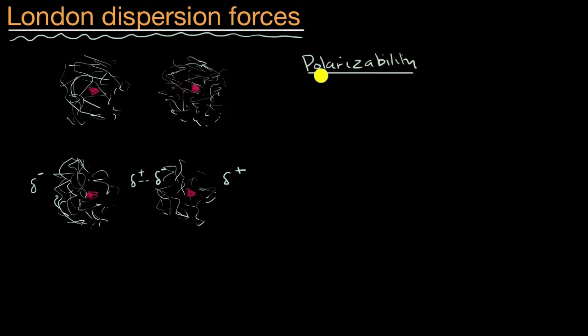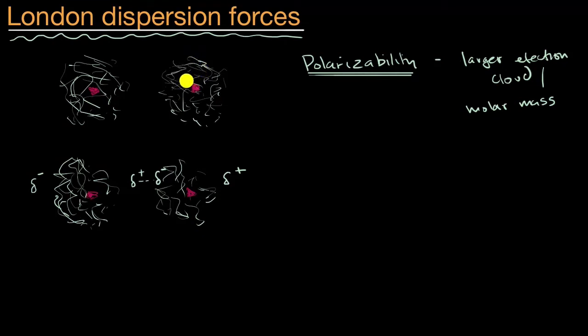And generally speaking, the more electrons you have, so the larger the electron cloud, which is usually associated with molar mass, the higher polarizability you're going to have, because you're just going to have more electrons to play around with. If this was a helium atom, which has a relatively small electron cloud, you couldn't have a significant imbalance. At most, you might have 2 electrons on one side, which would cause some imbalance.